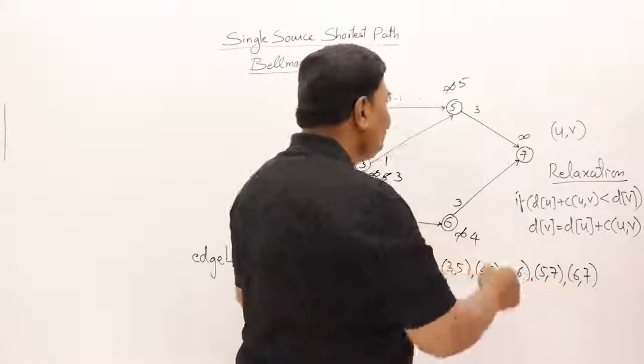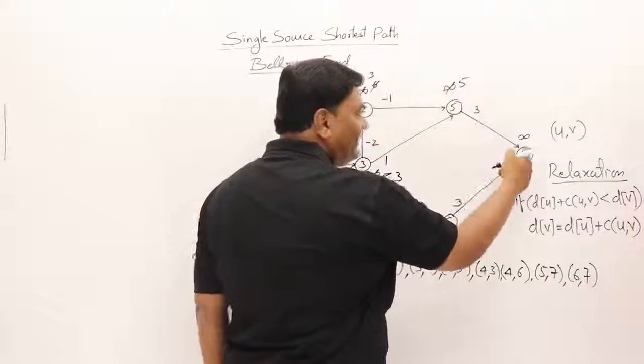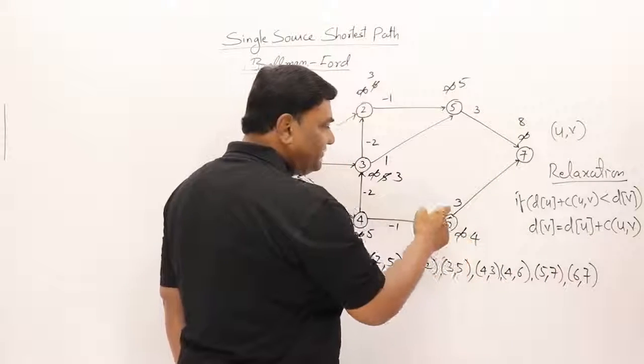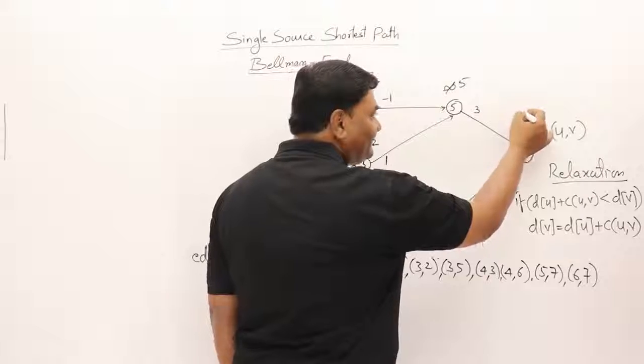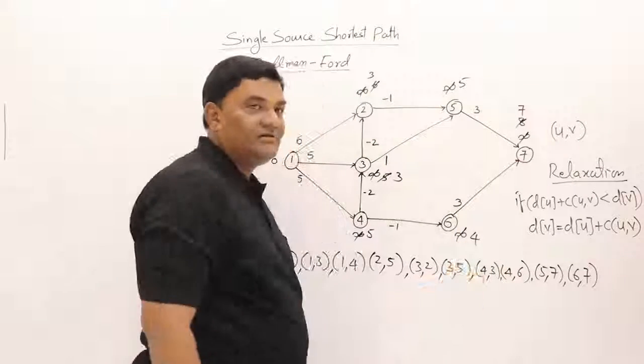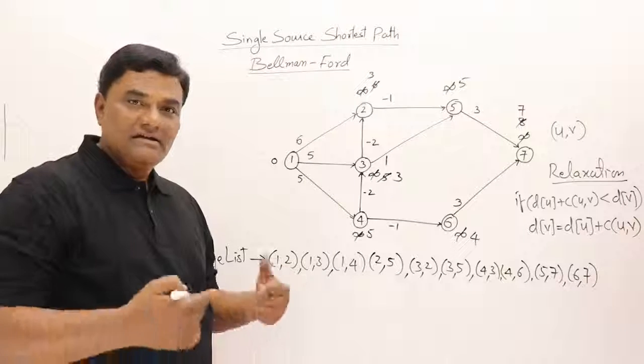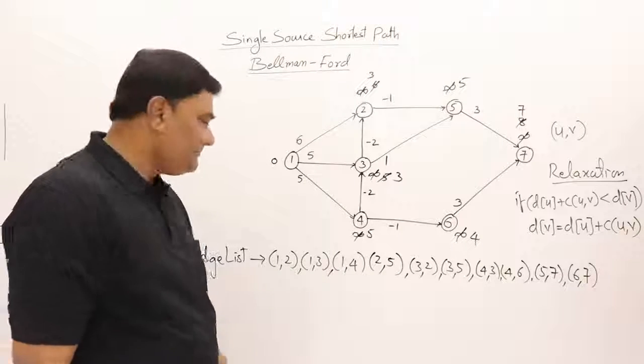Then 5 comma 7. So 5 plus 3 is 8. This is infinity. So change it to 8. 6 comma 7. 4 plus 3 is 7. This is less. So change. So most of the changes we have seen first time only. Let us continue. Second time.